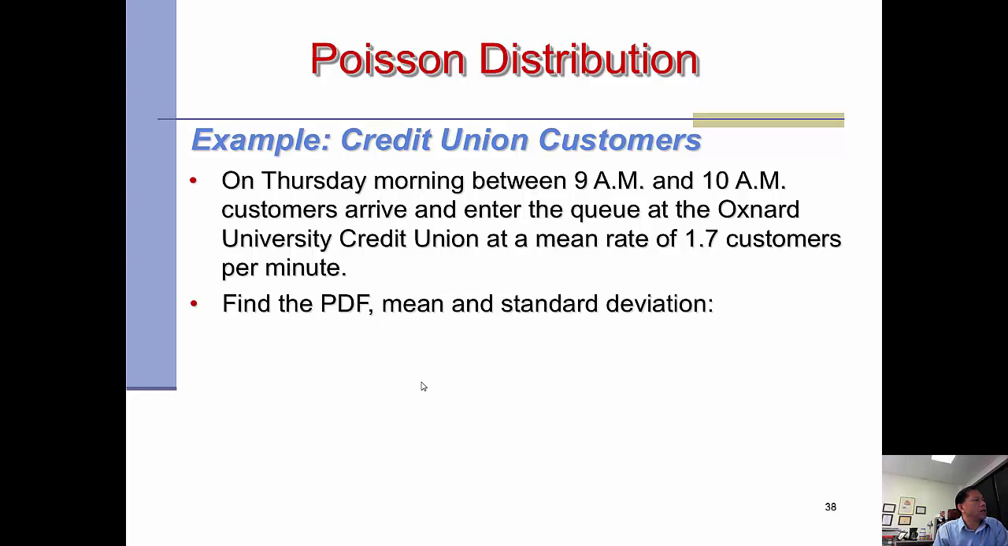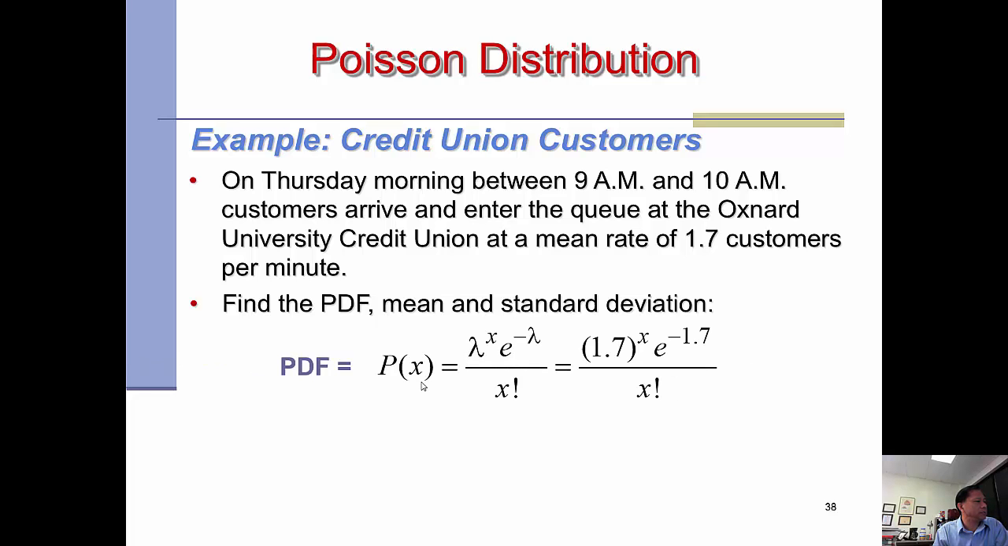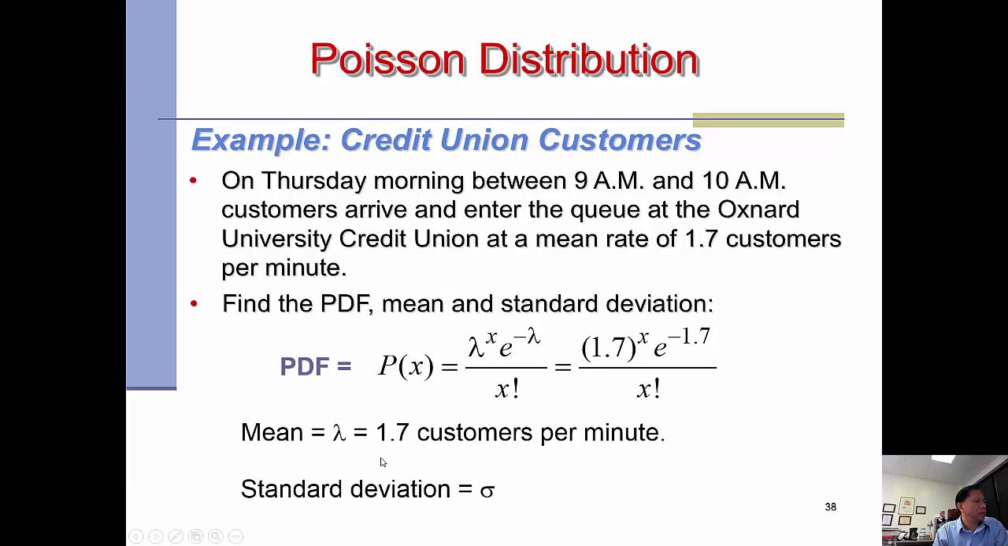Let's see, this is the credit union customer example. Okay. On Thursday morning between 9 a.m. and 10 a.m., customers arrive and enter the queue at the Oxnard University Credit Union at a mean rate of 1.7 customers per minute. What are the PDF, mean and standard deviation then? Right? The PDF from the equation is this. We plug in the number, lambda is 1.7. That's the PDF. The mean is 1.7, and the standard deviation sigma is the square root of 1.7, or 1.3 customers per minute.